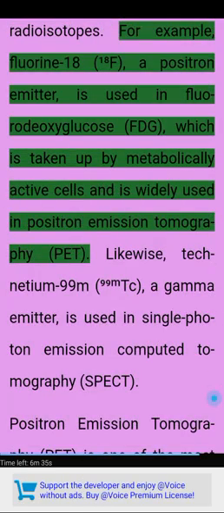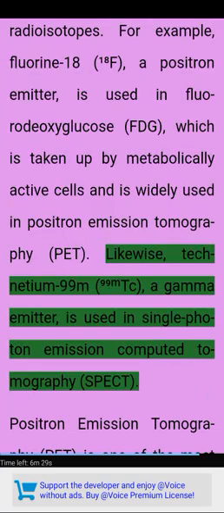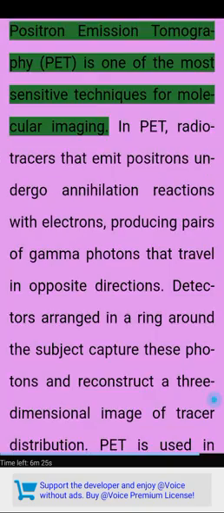For example, fluorine-18 (¹⁸F), a positron emitter, is used in fluorodeoxyglucose (FDG), which is taken up by metabolically active cells and is widely used in positron emission tomography (PET). Likewise, technetium-99m (⁹⁹ᵐTc), a gamma emitter, is used in single photon emission computed tomography (SPECT). Positron emission tomography (PET) is one of the most sensitive techniques for molecular imaging.